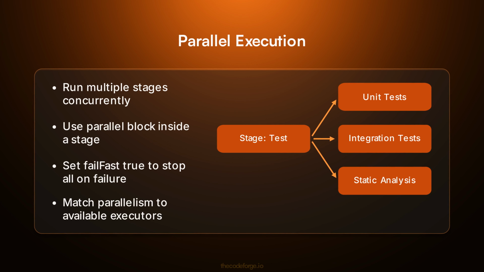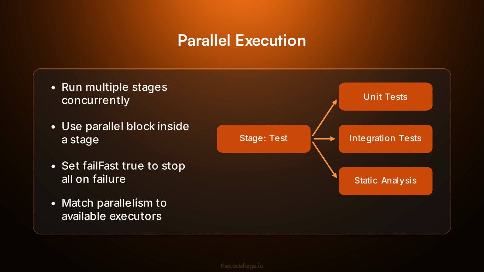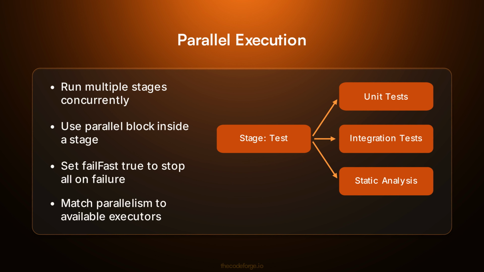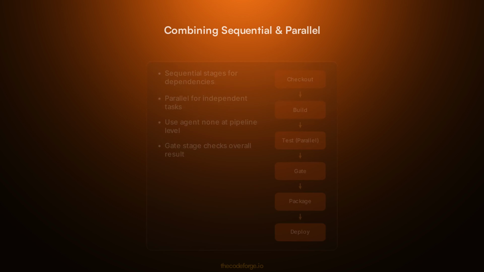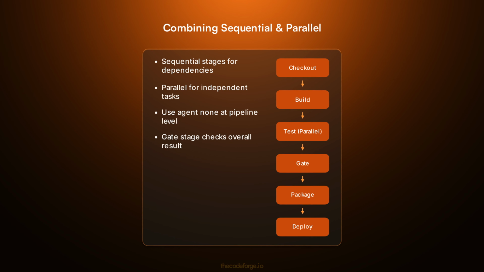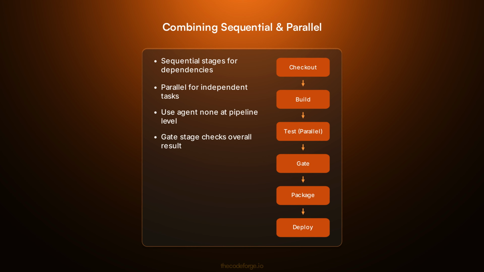Parallel execution is where you run multiple stages at the same time. In declarative pipeline, you use the parallel block inside a stage. Always set failFast true to abort all branches on first failure, and ensure you have enough executors to avoid queue congestion. The real power comes from combining sequential stages with parallel blocks. For example, checkout, build, test, parallel, gate, package, deploy. Use agent none at pipeline level so each parallel branch gets its own agent.